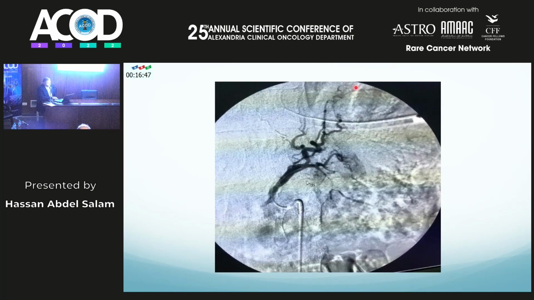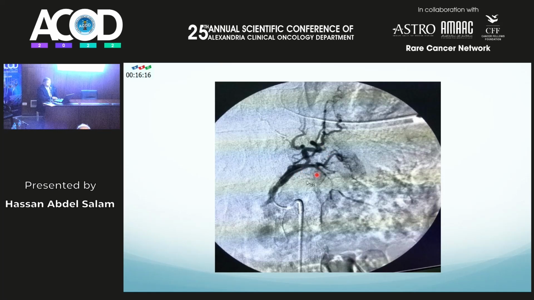This is our angiography. This is the Cobra catheter within the celiac axis, and then through this catheter, a microcatheter goes into the left gastric artery. The angiogram shows neovascularity and abnormal vascularity within the gastric mucosa, which is the tumor vascularity causing the bleeding. The aim of our embolization is to stop this bleeding.